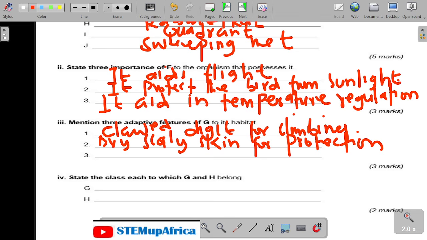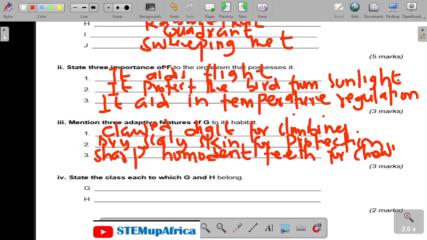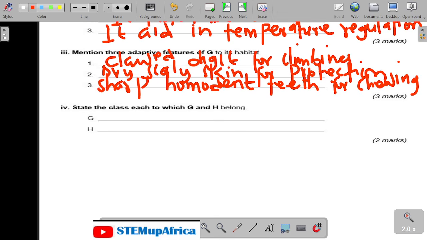Then remember 3, we have sharp homodont teeth. Sharp, which is the teeth, homodont, for shredding. That is Roman figure 3. Let's move to Roman figure 4.